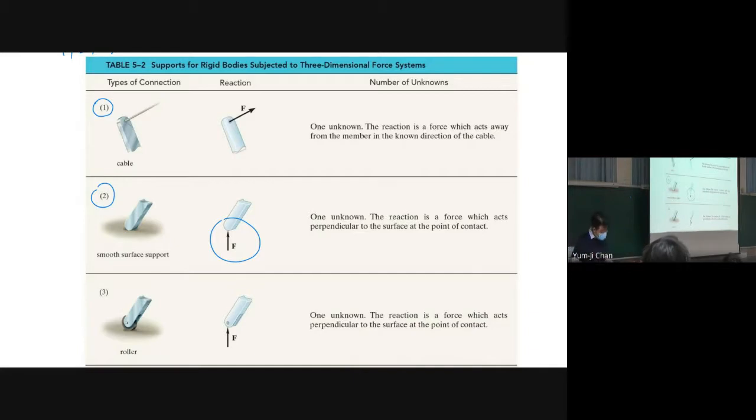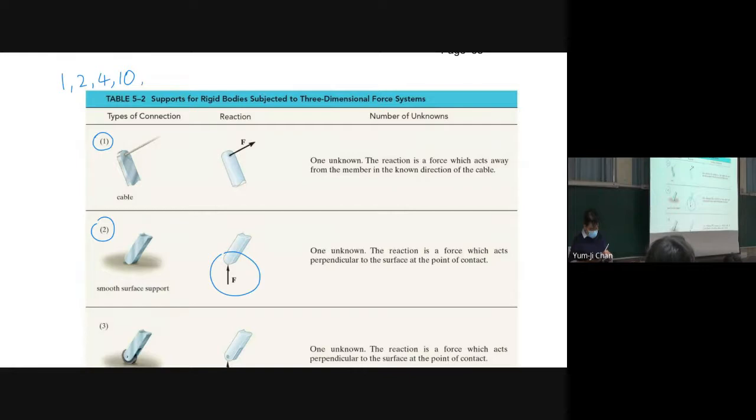I think 1, 2, 4, and wait a minute. 1, 2, 4, 9, and 10. Now, is it okay for the first 2, number 1 and number 2? Now we come to number 4.